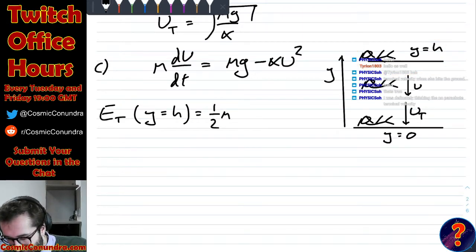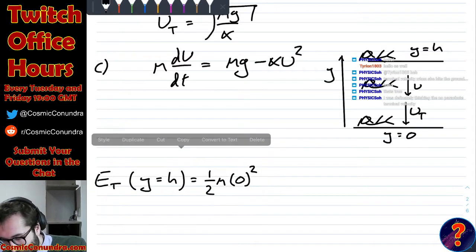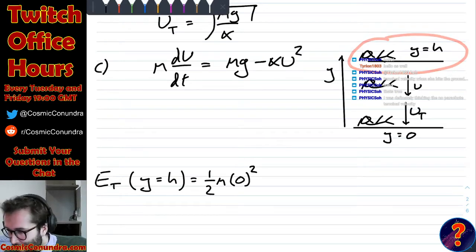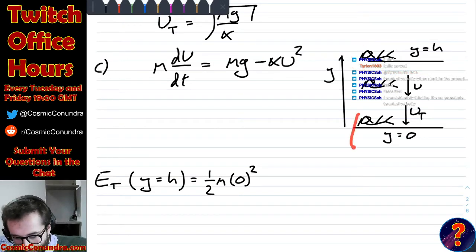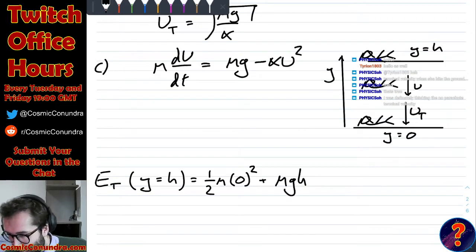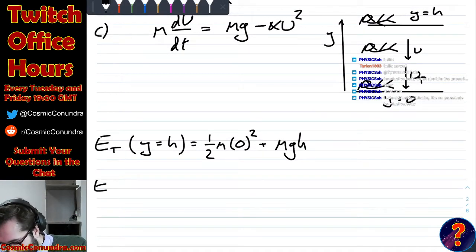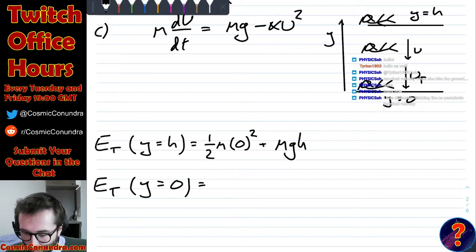So for kinetic energy, we've got half m 0 squared, just no kinetic energy. And then for potential energy, well, she has a height y equals h above the ground. So we'll measure our potential energy from the floor here. So that is plus mgh for her potential energy. Well, what about the energy at the bottom when she hits the ground? Well, the energy at y equals 0.